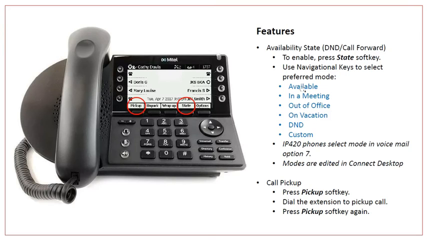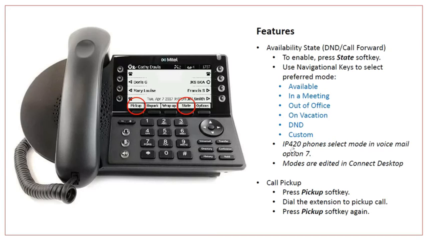The modes that are available to me are available, which is my standard receiving all calls mode. Then I have in a meeting, out of office, on vacation, DND, and any custom setting I want. Using vacation as an example, if I'm going to be out of the office on vacation and I put myself in this mode, I can have a greeting recorded for this mode, which says I'm currently on vacation. When I come back and put myself back in available mode, then I have my standard voicemail greeting that people hear most of the time. So I can use these modes also to offer custom messages.